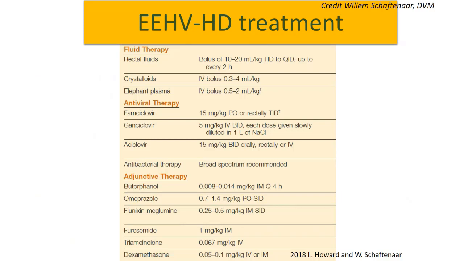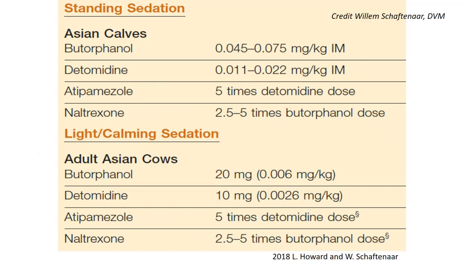I think this is all in the booklet: famciclovir dosage, ganciclovir, aciclovir. You can add a broad-spectrum antibiotic on top to prevent secondary infection. As adjuncts, there is a sedative to make the calf stable, and flunixin and dexamethasone are other added therapy. For standing sedation, they use butorphanol, detomidine, etorphine, and naltrexone. These are all useful to control the elephant and to calm down the calf while giving the treatment.